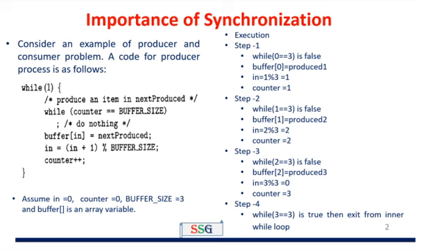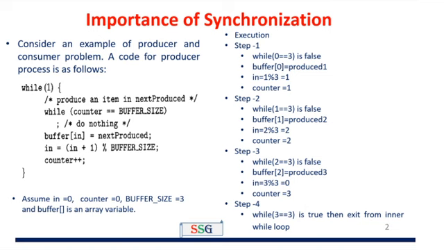Now I am going to explain this code in step by step order. Step 1: while counter equal to buffer size. Initially the counter value equals 0 and buffer size equals 3. That means while 0 equal to 3, the condition is false. Condition false means we go to buffer of 0 equal to the next produced item, that is, the first item produced is 1. The next one, in equal to in plus 1: 0 plus 1 is 1, and 1 modulus 3 returns 1. Now the in position equals 1. Then counter plus plus, so the counter value equals 1.